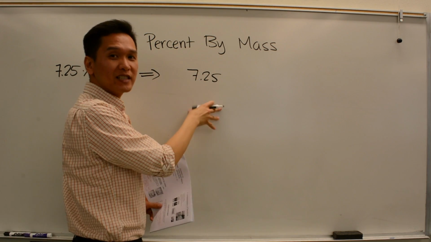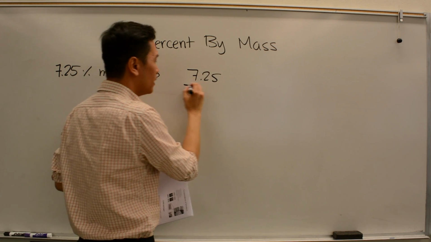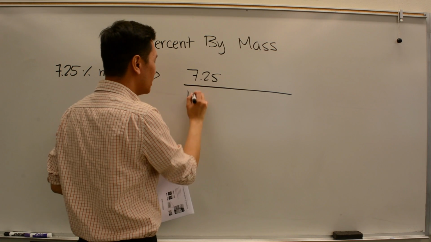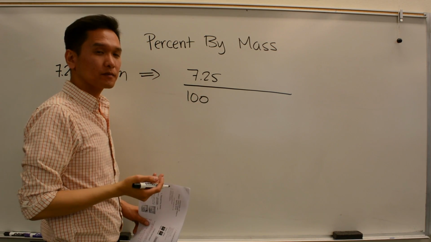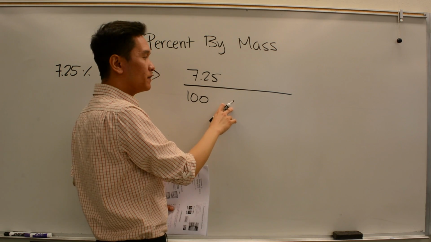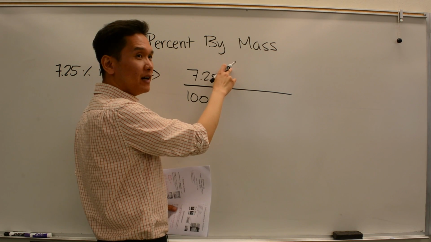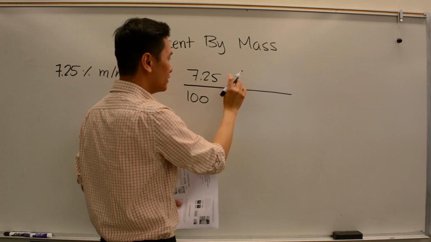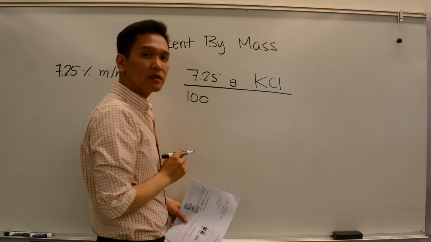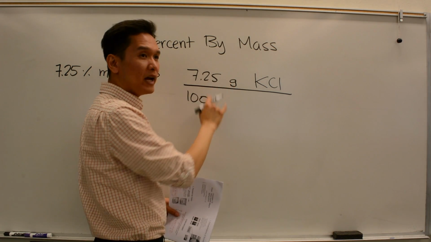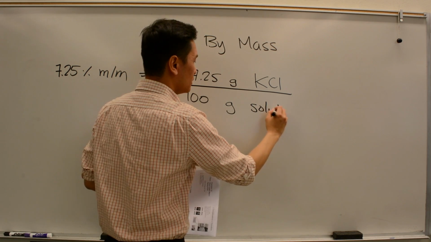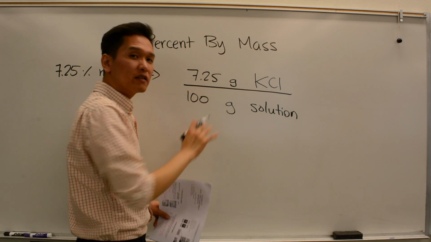Remember, it's percent, right? 7.25 per, what does cent mean? Cent means 100, so that's per 100 something. Going back to the definition, what was on the top and what was on the bottom? The definition was mass of the solute, right? So in this case, I can use grams, and the solute was grams of KCl over grams of your solution. So that is my conversion factor.